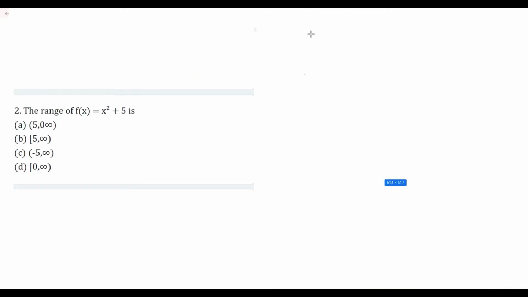And what is the second question over here? It says, what is the range of this function? So the function here is f(x) is equal to x square plus 5. Range is what? The output, right? So let's begin with writing x square. You know that square of any number can be either 0 or greater than equal to 0. As you know, -2 square is also 4. That means square of all real numbers is either 0 or greater than equal to 0.